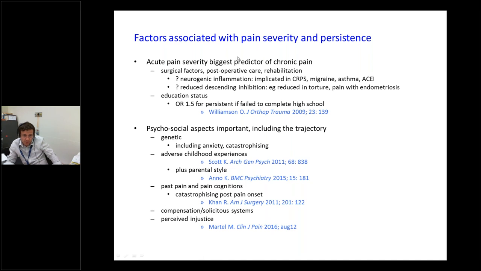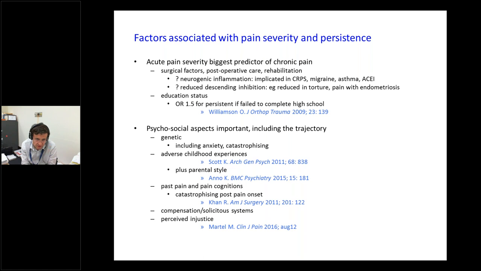So factors associated with pain severity and persistence: severe, poorly controlled acute pain remains the biggest predictor because it reflects neuronal input into the spinal cord and the ability to upregulate the spinal cord. But then the next four, five, six different factors all appear to be psychosocial. Is there poor childhood experience? Is there past pain and pain cognitions? Is there a lot of catastrophizing involved? Is there compensation involved? Is there perceived injustice?